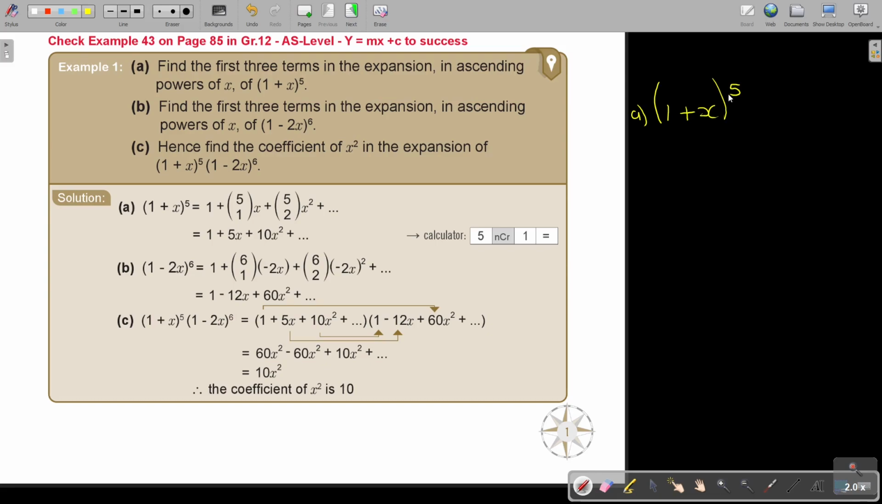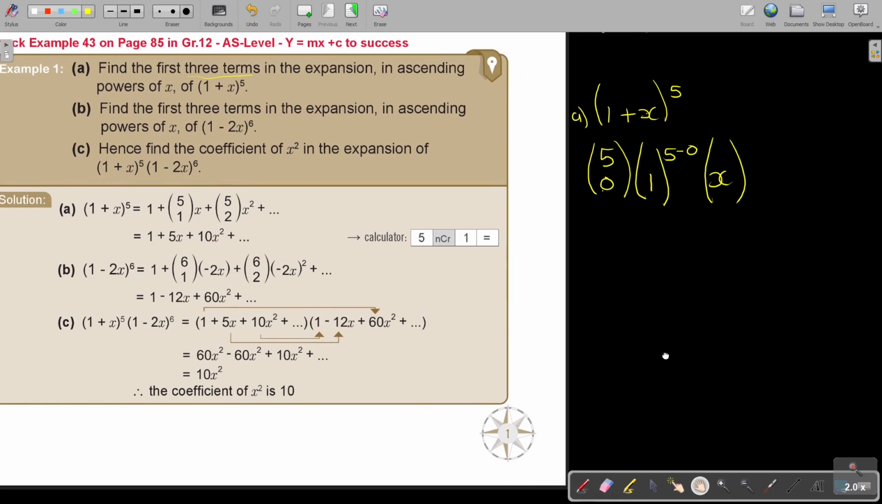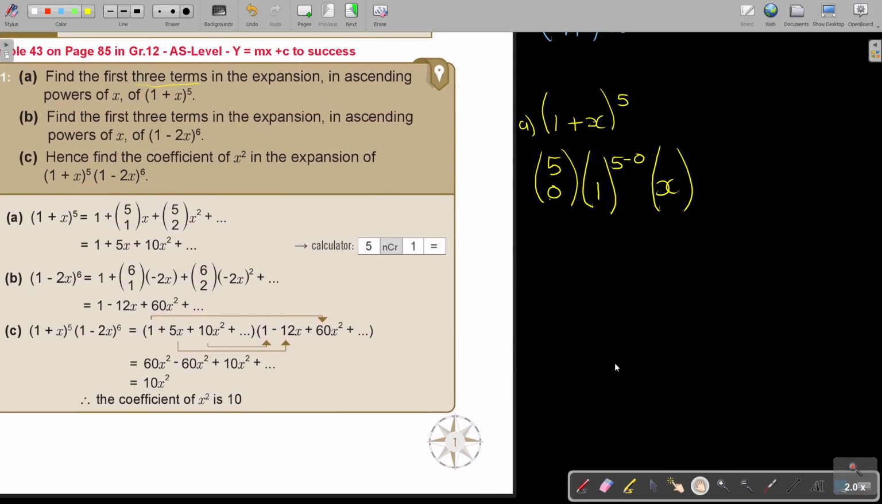If I ask you for the first 3 terms, then now remember, we start out always with 5, 0. Then we take the first term, I'm now with the general, and we say 5 minus 0. And we take the second term, which is x. I'm just going to do it here. And we just take it to the power of 0. That's for the first one.